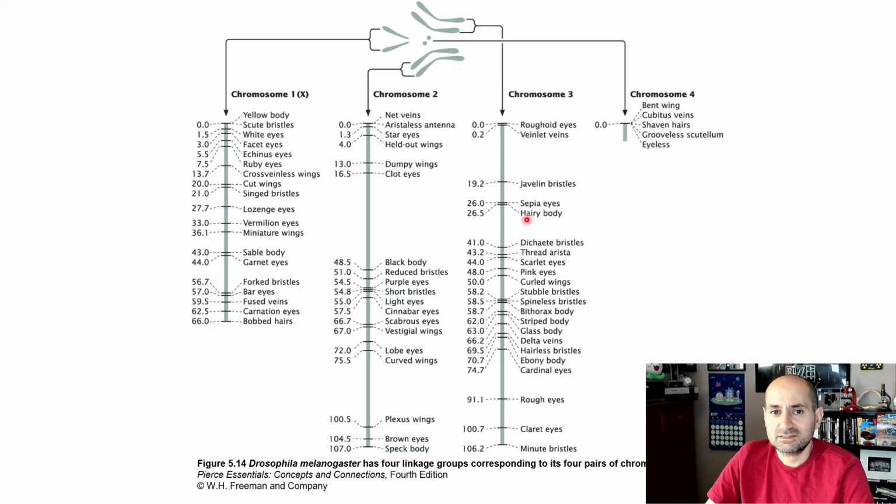But what if we're looking at hairy versus veinlet veins? Well, look how far hairy is from veinlet. There's a lot more likelihood that there's going to be a crossover event here during prophase 1. So you're going to get a lot more recombination between veinlet and hairy than you would between sepia and hairy, because what's the odds that a crossover event's going to happen across this tiny distance between these two alleles? So think about it that way. Interesting stuff, isn't it?